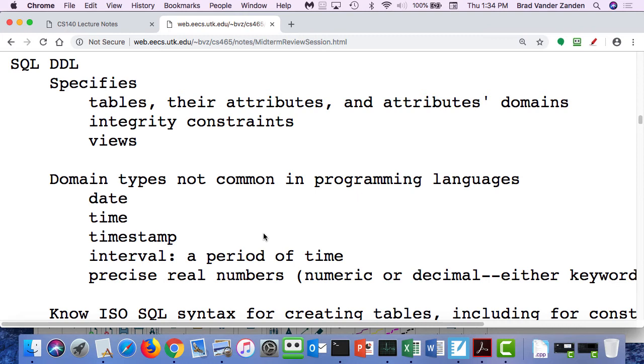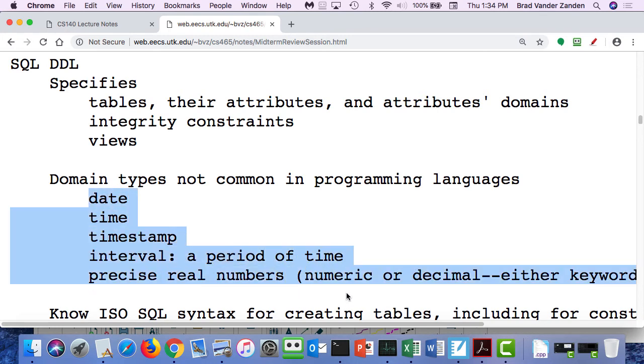Then, just a few things with SQL's particular data definition language. There are a few data types that are not in typical programming languages, although you might find them in a scripting language these days. So dates are important in databases, so you find date, time, timestamp, interval. Interval being the time between two times or two dates. And precise real numbers, because businesses care about precise storing of monetary values. We don't want to have people siphoning off fractions of a cent because they add up to real money. So those are the two big differences between the data types in SQL and the data types in a regular programming language.